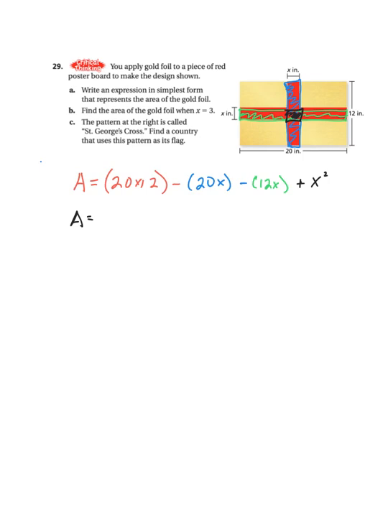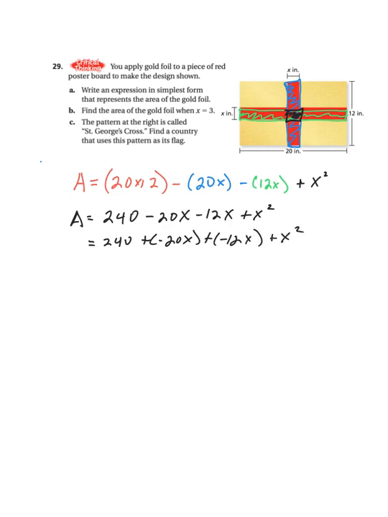Okay, so let's go ahead and simplify this. 20 times 12 is 240 minus 20x minus 12x plus x squared. I could write this as all addition, plus negative 20x plus negative 12x plus x squared. And I can combine my like terms, which are these x terms. So I have 240 plus negative 32x plus x squared would be one way to write that.